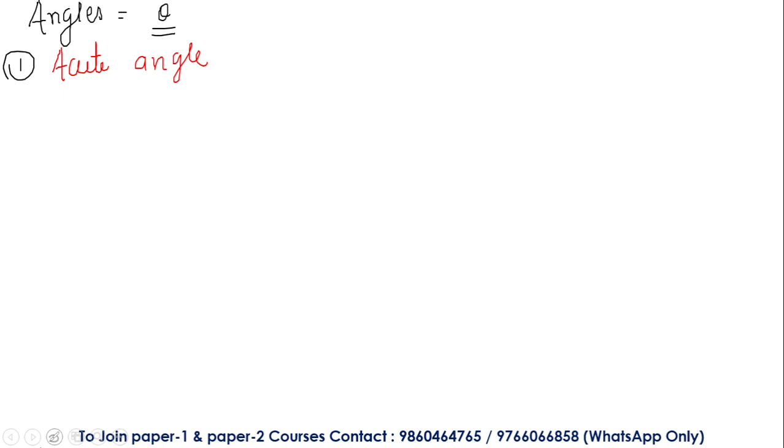Moving on to the basics of the angles now. Whenever we talk about the basics of angles, I'm going to use a symbol to represent the angle, that is theta. Theta is a representation of angle. The first angle that we are going to study is acute angle. Now what does acute angle say? Acute angle means the angle which is less than 90 degree. Angle less than 90 degree is called an acute angle. Theta is less than 90 degree.